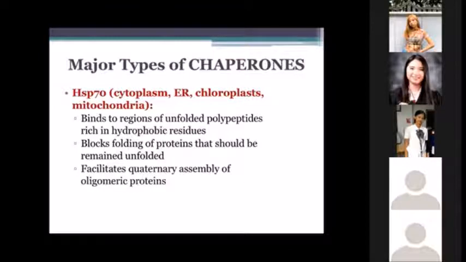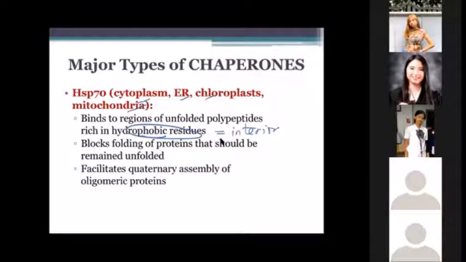First stop, we have the heat shock protein 70. Ang heat shock protein 70 is often found in the cytoplasm, in the endoplasmic reticulum, in the chloroplast, and also in the mitochondria. So this type of HSP or chaperone binds to regions of unfolded polypeptides such that the hydrophobic residues will be placed interior. Ito ba ang magandang outcome kapag hydrophobic ay nasa loob? Magandang outcome ba siya pag ang hydrophobic ay nasa loob ng protein? Yes. So yan ang function ng HSP70.